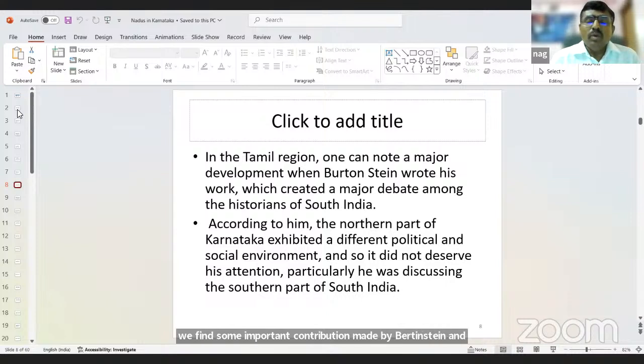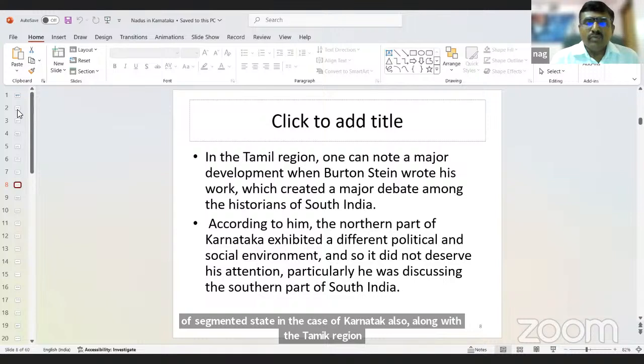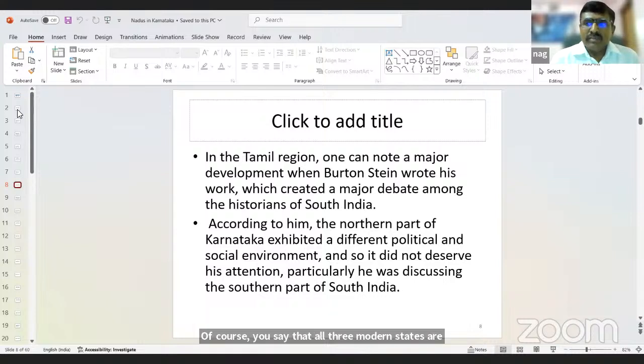He was trying to implement, or to impose, the idea of a segmented state in the case of Karnataka also, along with the Tamil region. Of course, he says that all pre-modern states are segmented states. In the case of India, he says there is no state which is a centralized state. So this is the major argument of Buttenstein.